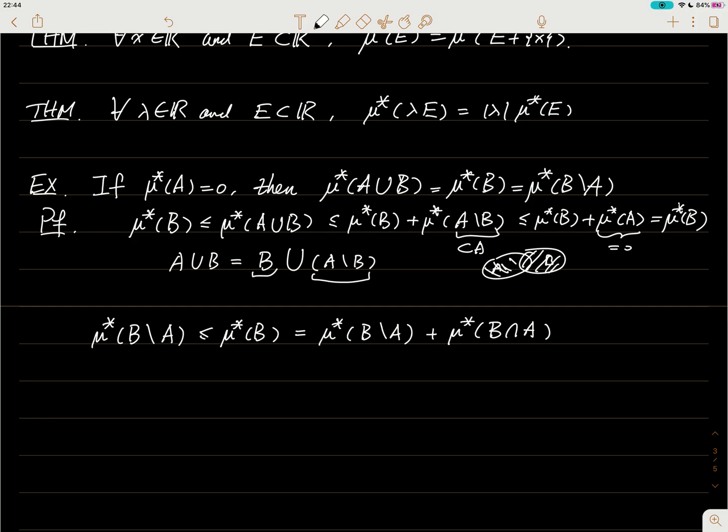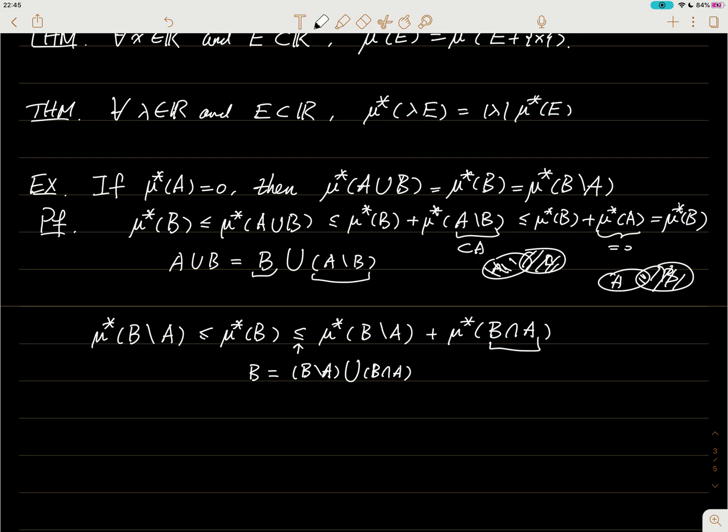Okay, so this is because, again, if you have A and B, then what is B? B can be considered as the union of B minus A, which is the shaded area here, and the intersection of the two. And because of the subadditivity, I know that this must be less than or equal to that. This is because B is equal to the union of B minus A and the intersection of B and A.